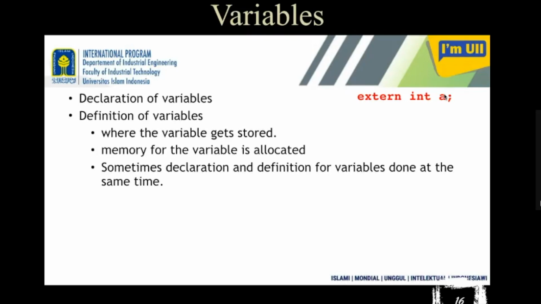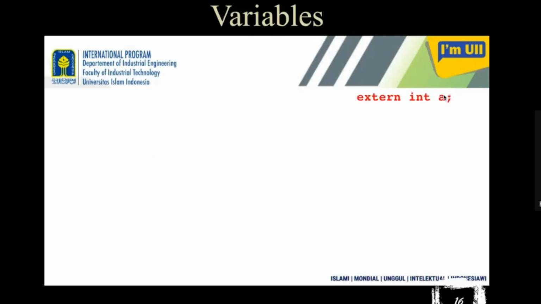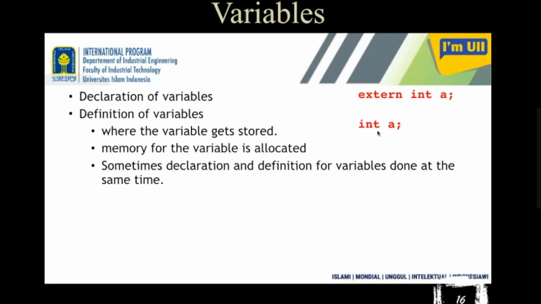Sometimes declaration and definition of a variable are done at the same time, like this. If you have a statement like this, that means a is created in the memory and a random value has been assigned to it. But in this case, no random value has been assigned. Just a variable name a has been created, but it is not pointed to any memory location. That is called declaration, just declared, not defined.